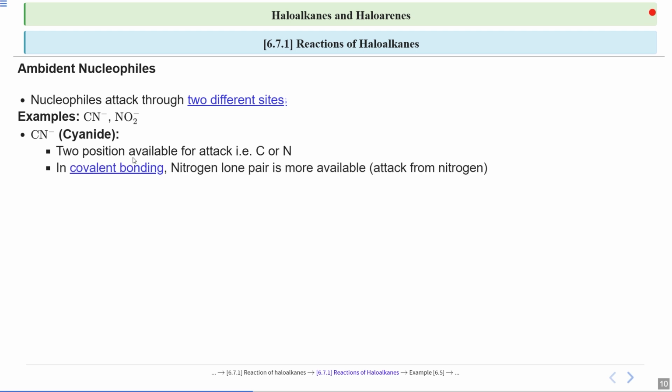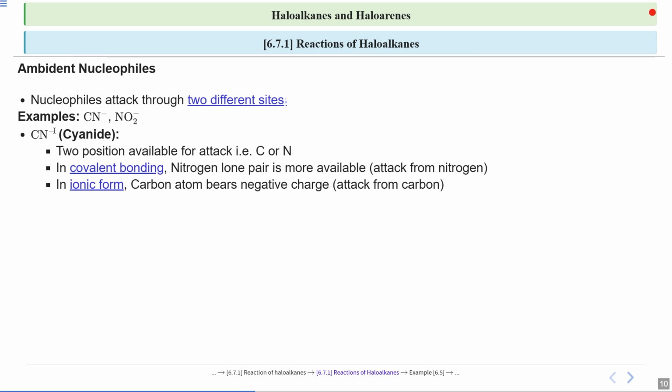Now in the covalent bonding, the nitrogen lone pair is more available, so the attack will be from the nitrogen. Okay, so that nitrogen lone pair is going to participate in the sharing of electrons with the alkyl group to form the bond, and the attack will be from the nitrogen atom of the cyanide nucleophile, right, forming the covalent bonding. Similarly, in the ionic form, the carbon atom bears the negative charge, okay, and due to that, the attack will this time be from carbon, and a carbon-carbon bond will form.